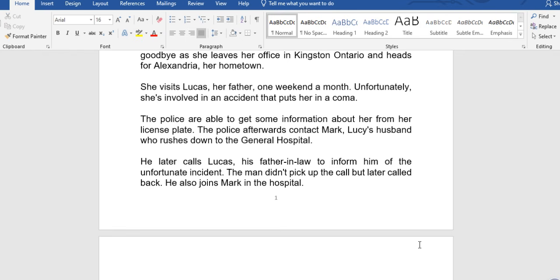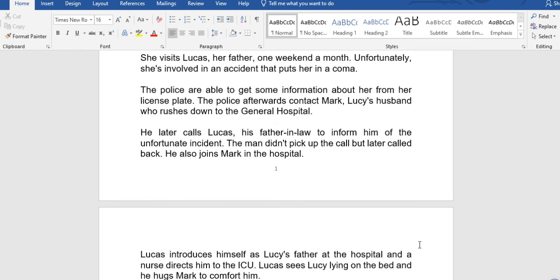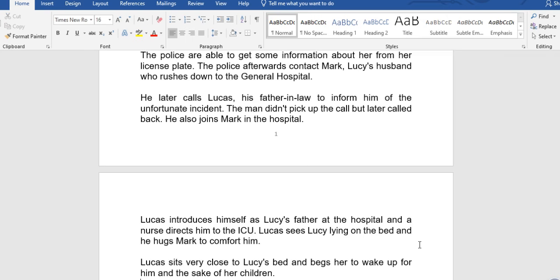The police are able to get some information about her from her license plate. The police afterwards contact Mark, Lucy's husband, who rushes down to the general hospital. Mark later calls Lucas, his father-in-law, to inform him of the unfortunate incident. The man didn't pick up the call, but later called back. He also joins Mark in the hospital.